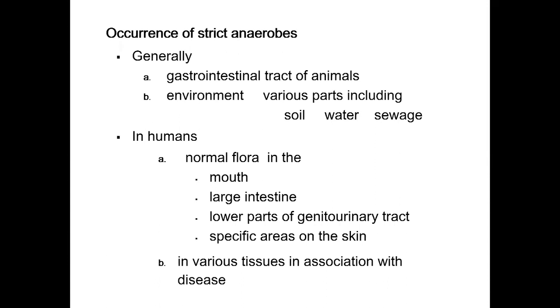Then if we narrow down to humans, the organisms occur in normal flora. They are present in the mouth, quite a number of them, and in the large intestine, especially in the lower parts. In the lower parts of the genitourinary tract, there's one portion that has a small number of normal flora, especially in females. These organisms may be found there. Some of them in females might originate from the large intestinal tract, and they occur there as normal flora. Not a prominent component of the normal flora there, but from time to time they are detected in small numbers. Also, some specific areas in the skin, especially those that are close to the openings of the areas where they are found.